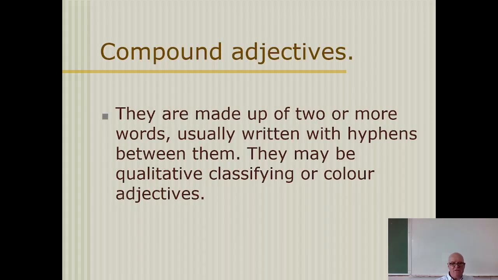Compound adjectives. They are made up of 2 or more words, usually written with hyphens. What is a hyphen? A hyphen is a little stripe, right, in the middle. They may be qualitative, classifying, or color adjectives.